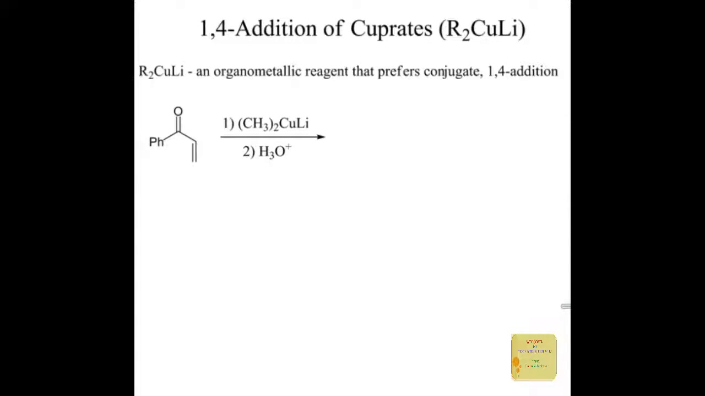So let's take a look at some of those reactions. One nucleophile that prefers to do this conjugate addition is called an organocuprate reagent. Cuprates have the formula R2CuLi, so there's two carbon groups attached to a copper metal. That's what makes them an organometallic reagent. And let's see an example of such a reagent.